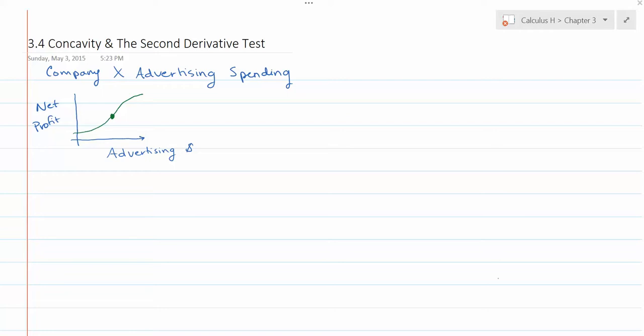Alright, this video covers section 3.4, concavity and the second derivative test. This video specifically is just going to talk about concavity. As we move into this next section, before we even get started, I wanted to look at this picture with you.